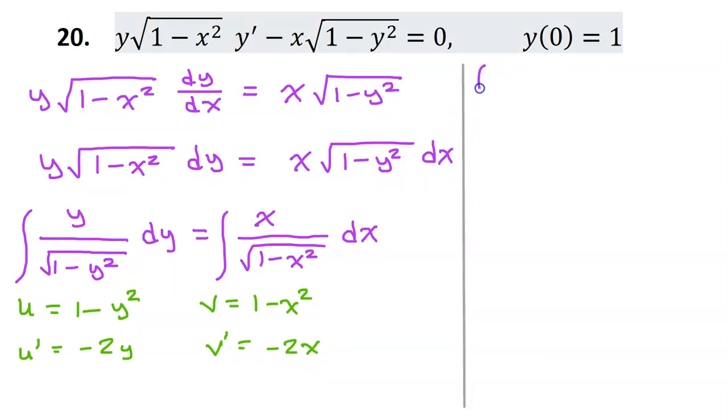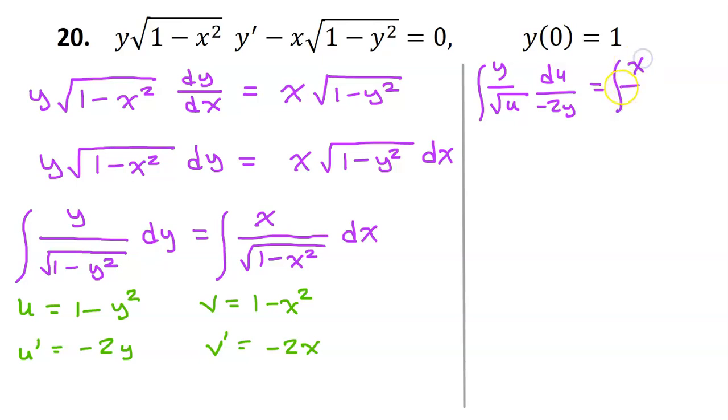Performing this substitution, we have the integral of y over the square root of u. Instead of dy, we will write du over u prime, which is negative 2y. And then on the other side, we have the integral of x over the square root of v. And then instead of dx, we will write dv over v prime, which is negative 2x.